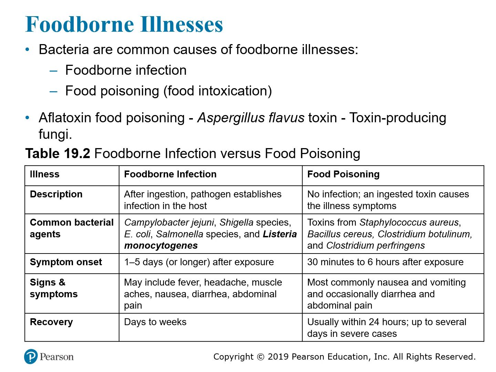So with actual food poisoning, this is not infection, but this is the actual toxin that has been ingested and actually causes the illness. And so this can happen 30 minutes to 6 hours after exposure, so it is pretty rapid. And of course it includes nausea, vomiting, occasionally diarrhea and abdominal pain, and it usually only lasts for about 24 hours, but it can be several days depending on how severe the case is.